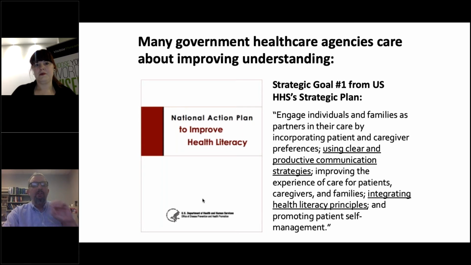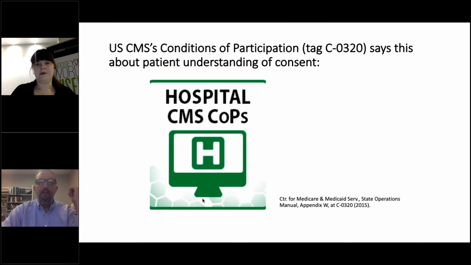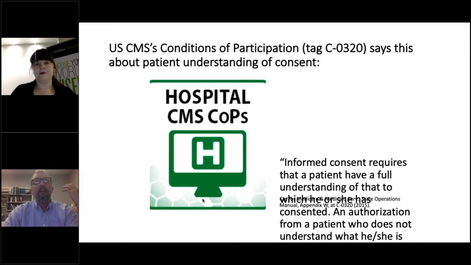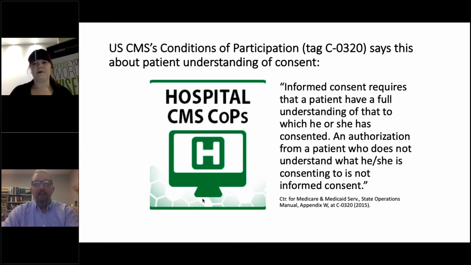So, if you're looking for that kind of policy support, you have it here. And here's another one. We'll go through this. One of the things with the conditions of participation: hospitals in the US have to follow these Medicare and Medicaid services conditions of participation in order to get reimbursement by Medicaid. And there are a lot of interesting things for the clear communicators in the bunch to take from this.